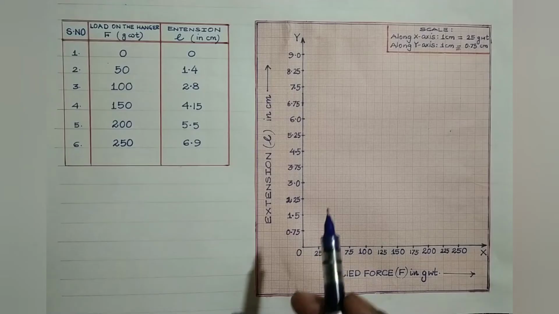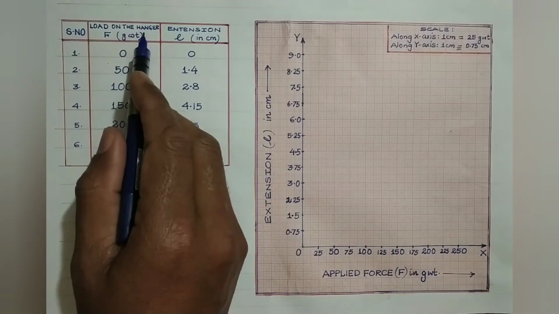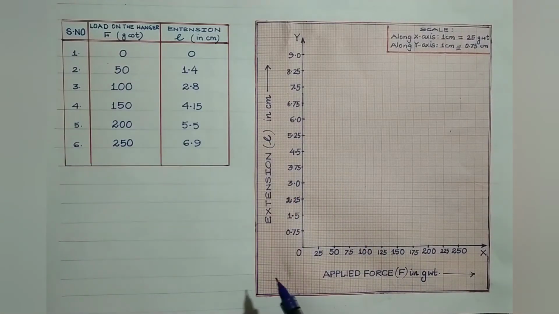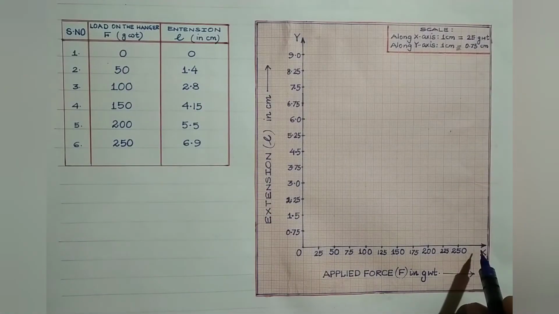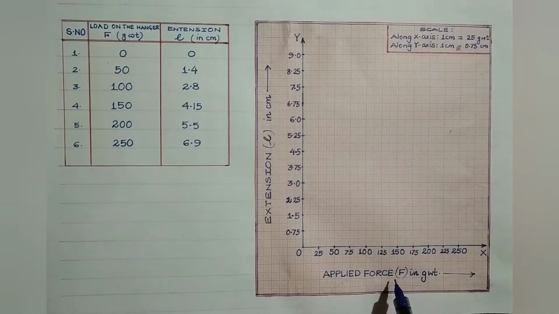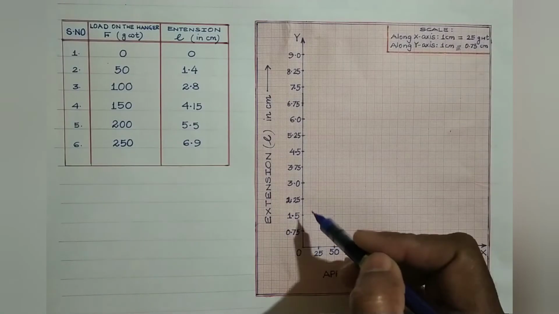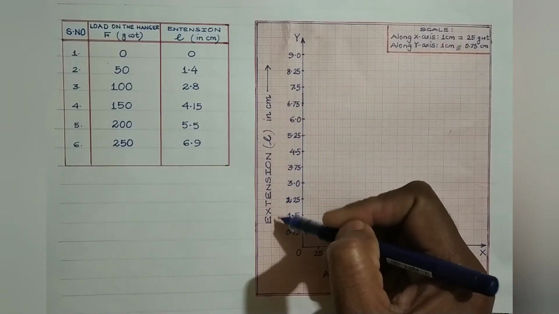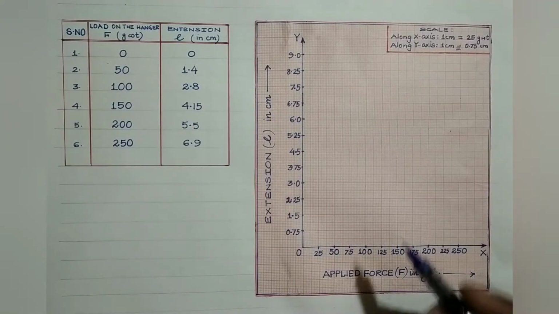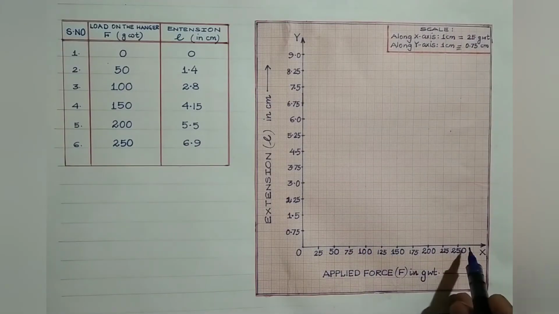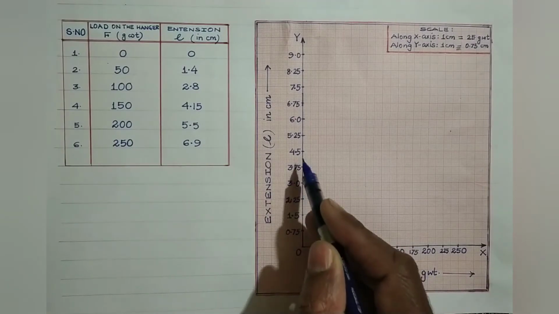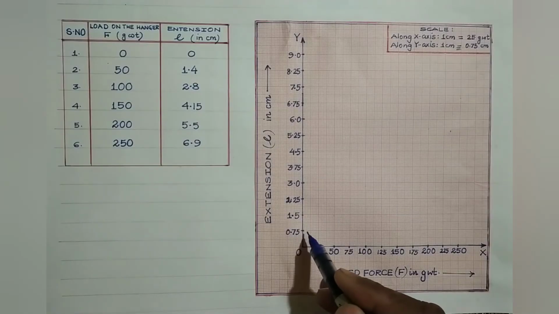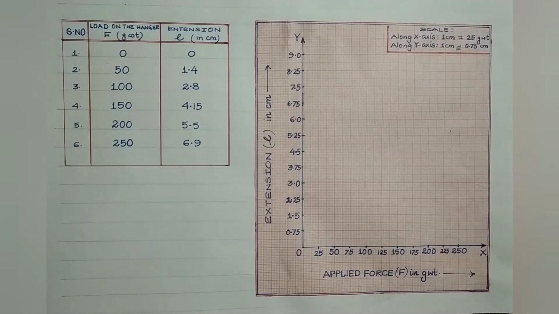Now students, we intend to plot a graph between the load on the hanger and the extension produced in the spring for various values of F and L. For that, the x-axis is represented with the applied force, which obviously is in gram weight, and the y-axis is representing the extension in centimeters. And this is the scale I have used. Along the x-axis, 1 centimeter is equivalent to 25 gram weight. And along the y-axis, one box, that is 1 unit, represents 0.75 centimeter, right?